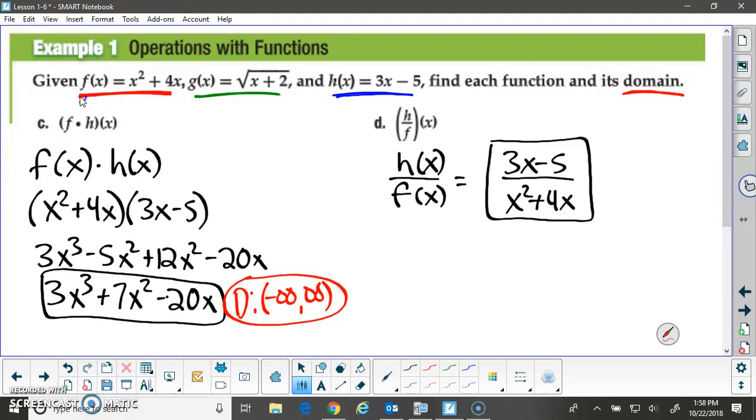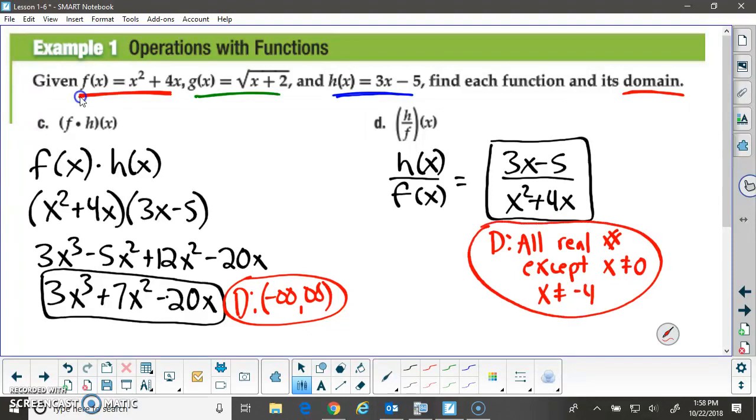However, on part D, I would say that the domain is all real numbers except x cannot equal 0 and x cannot equal -4. How did I get those? Well, if you take the denominator, x squared plus 4x, and set it equal to 0, we can factor, and once you factor, you can see you get two values that make your denominator equal to 0, so those are your undefined values.